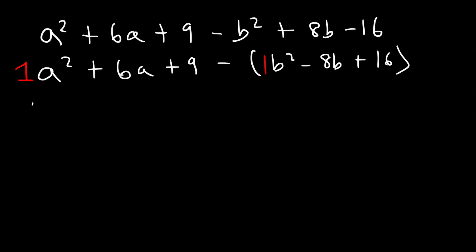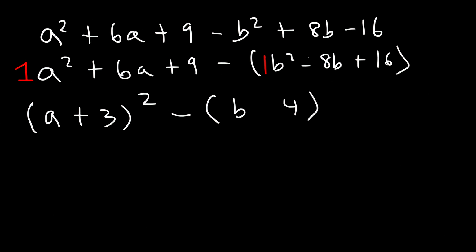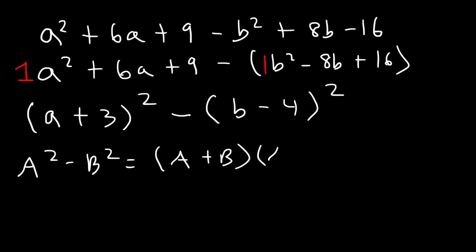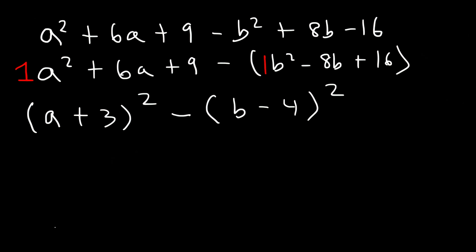So now let's go ahead and factor it. The square root of a squared is a, the square root of 9 is 3, so it's going to be a plus 3 squared. And then minus, on the other side, the square root of b squared is b, the square root of 16 is 4, but because of the negative sign, it's not going to be b plus 4, but it's going to be b minus 4 squared. So now, we have a difference of perfect squares. So using the formula a squared minus b squared is equal to a plus b times a minus b, we could factor it further. So a is basically a plus 3, b is like b minus 4.